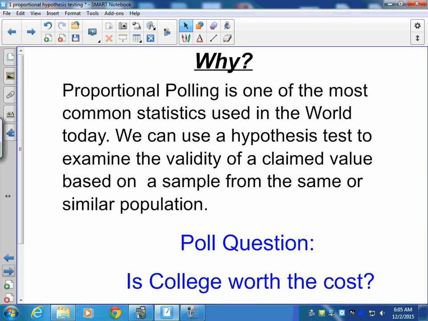So when we look at the why of this situation, proportional polling, just like before, is one of the most commonly used statistics in the world today. And we can use a proportional hypothesis test to examine the validity of a claim value based on a sample from the same or similar population.